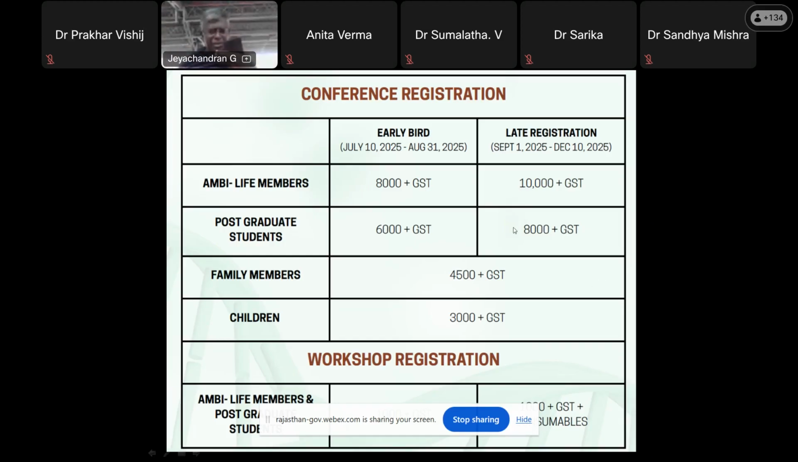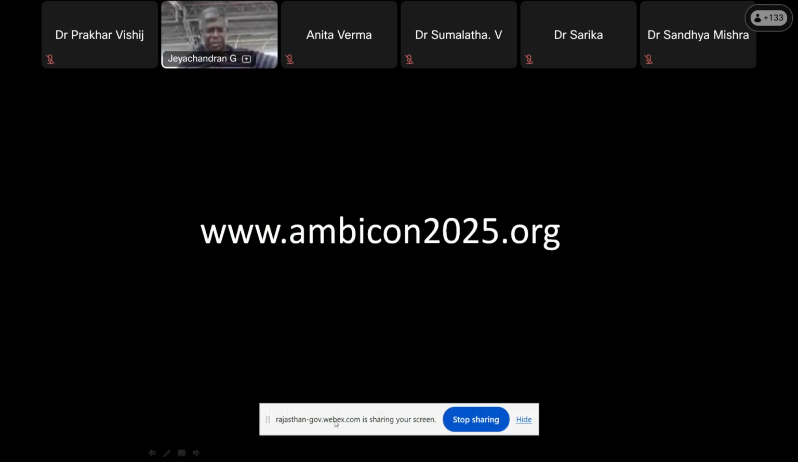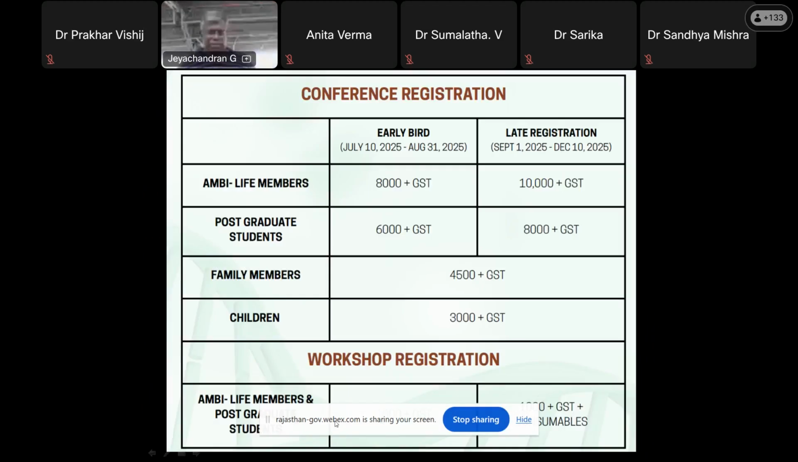If you can see, the fee for the workshop we have kept at 1,000 rupees, just to make it very affordable. We are almost subsidizing all the workshops with our other money. For the conference, for postgraduates we are giving it at 6,000 as an early bird.